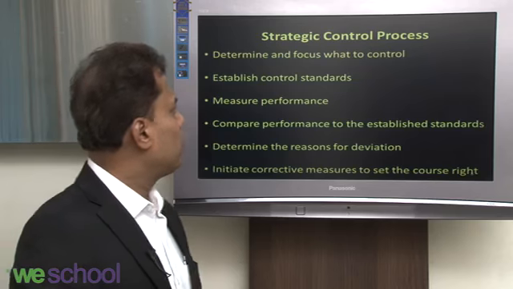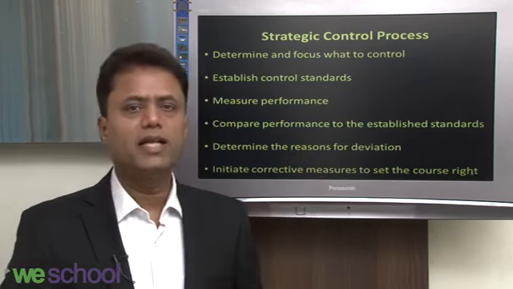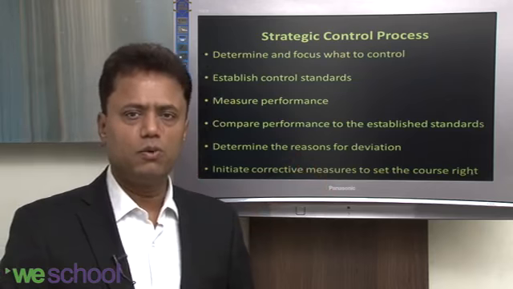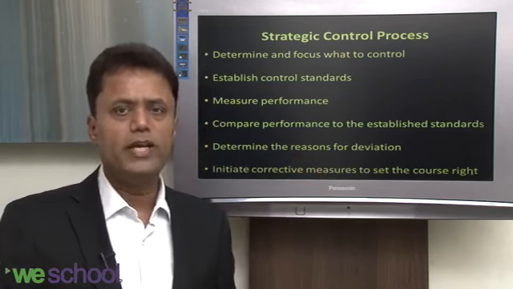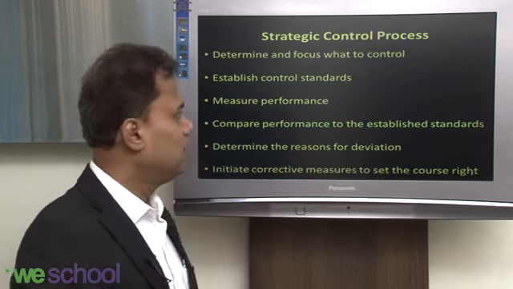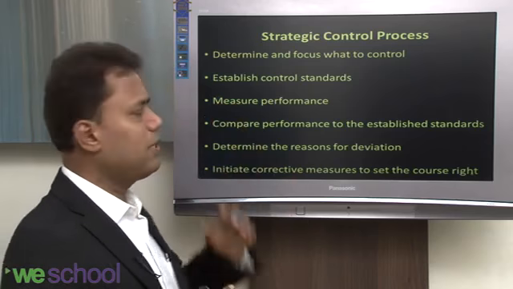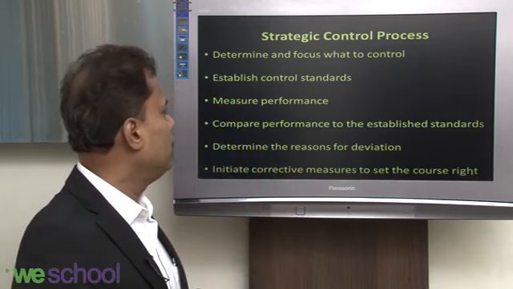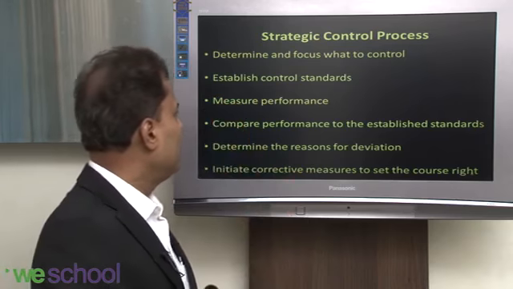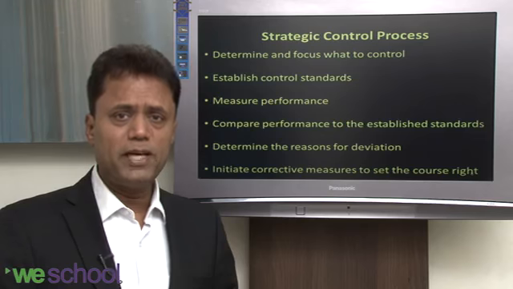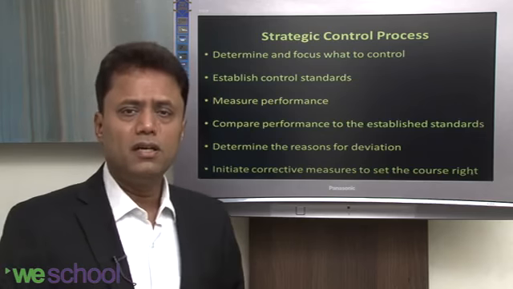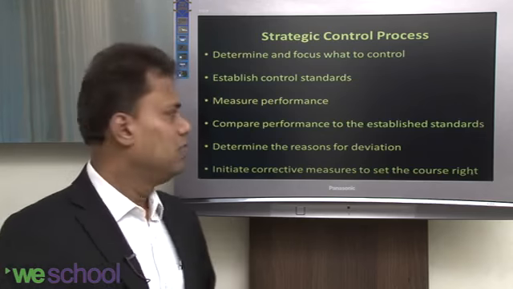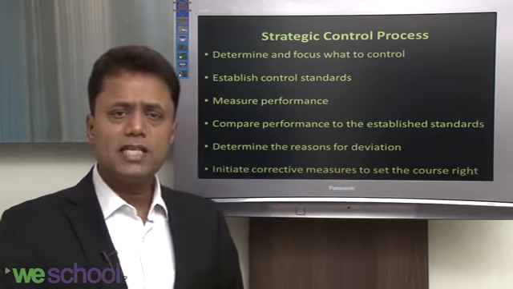Determine and focus what to control. First of all, you need to define the areas you want to control, what you want to measure, what you want to evaluate, from time to time. Then you have to establish the control standards. These standards have to be clearly measured, and then the performance of each of those KPIs and objectives is measured with objectivity, and compared with the established standards.